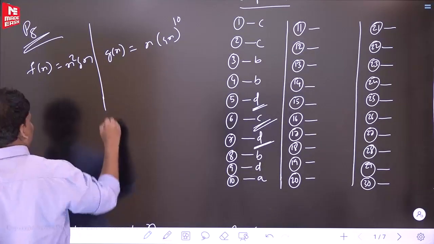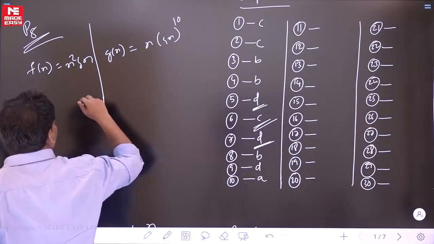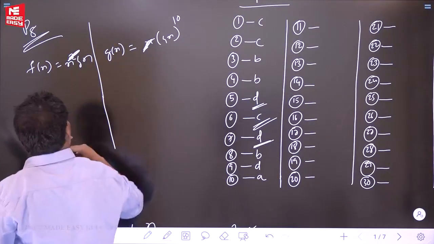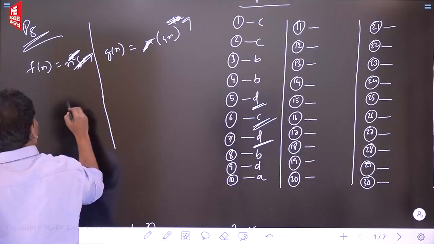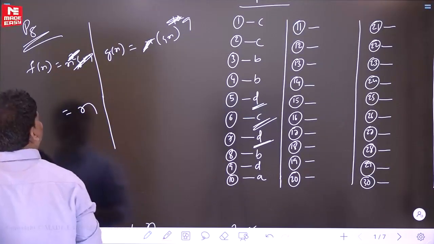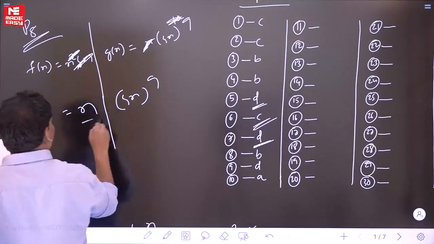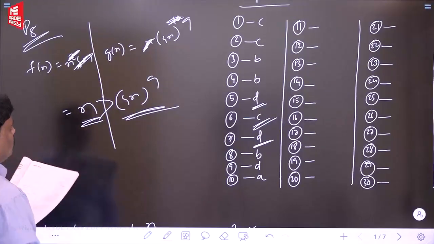Now they are asking which one is bigger, which one is smaller. Before doing that, common things cancel. This one and this one cancel. Common things cancel. So what does f of n become now? It is n, and g of n becomes log n whole power 9. Everyone read: polynomial versus logarithmic. The polynomial is bigger. F of n is bigger.